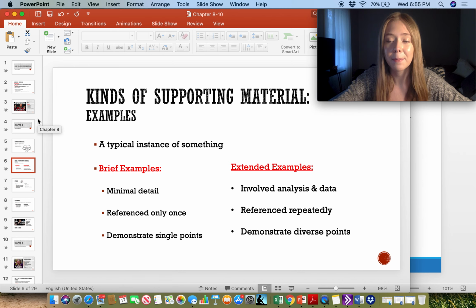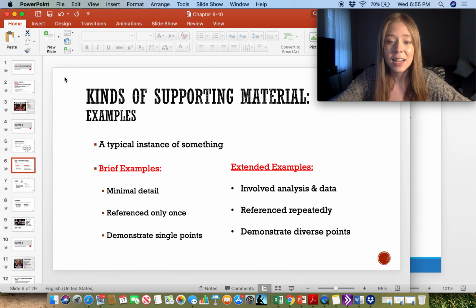There are going to be different types of supporting material that we're going to discuss, and the first one is examples. The definition of an example is pretty self-explanatory: it's a typical instance of something. There are two different types of examples: brief examples and extended examples. Brief examples include minimal detail, they're referenced only once, and they demonstrate a single point. Examples really help tie in what you're talking about, especially if the topic is unfamiliar to the audience. You can relate it back to something else to help them grasp the concept.